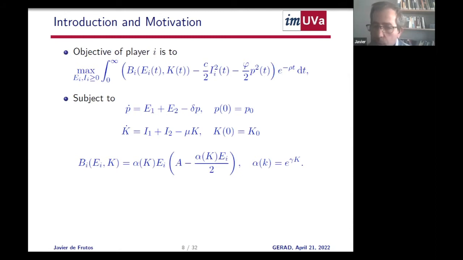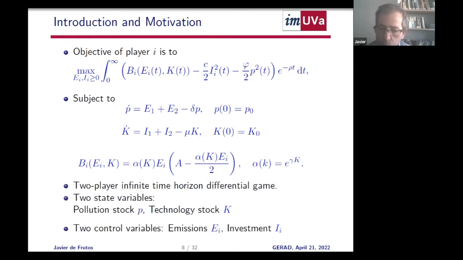Here is a model with two players and two state variables. Each player has two control variables. The objective of the player is to maximize this expression, in which this function b of e, k is written here. The two state variables are the pollution stock, represented by P, and the technology stock, represented by K. And the two control variables are the emissions E and the investment I.